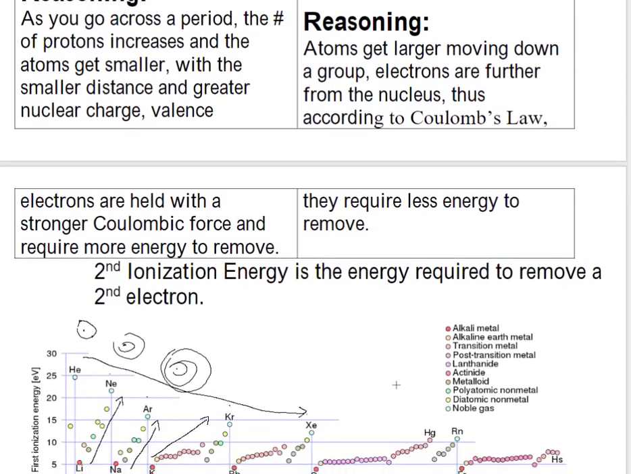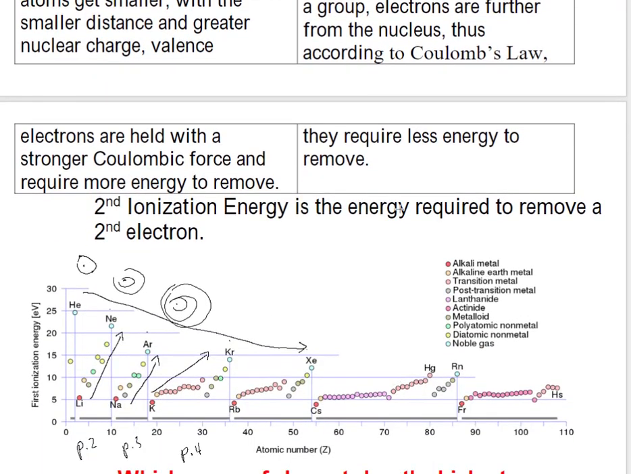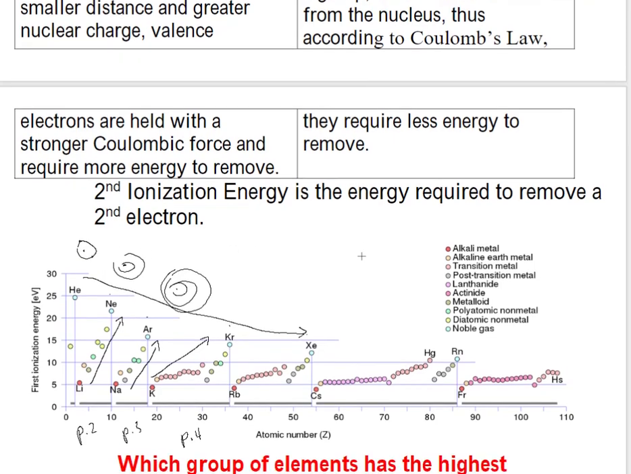Second ionization energy, which you might see, is just the energy required to remove a second electron. So once we remove the first outer electron, if we want to remove another electron, that energy is the second ionization energy.